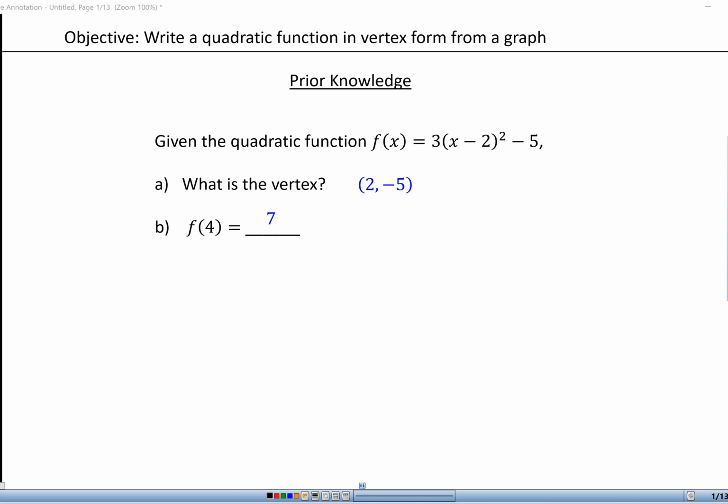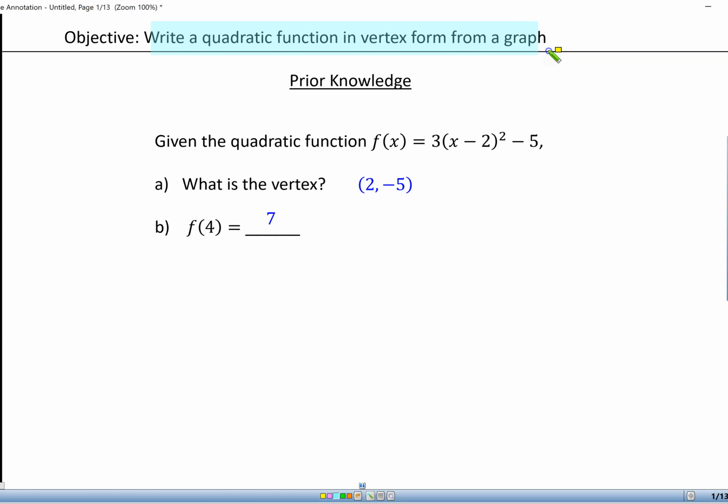Page. In this lesson, which is the first lesson in Unit 6, which focuses on vertex form of quadratic functions, parabolas, we are going to look at taking the graph of a quadratic function and creating its function form. It's what we call its vertex form. You are familiar with vertex form. So we're looking at writing a quadratic function in vertex form from its graph.